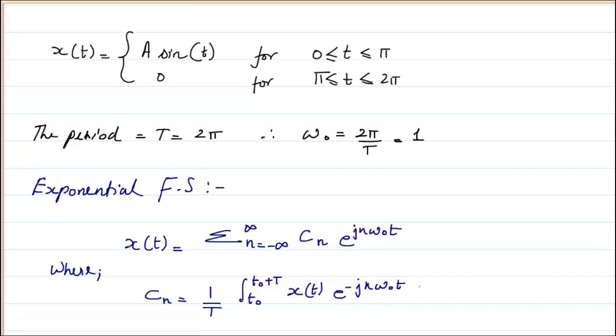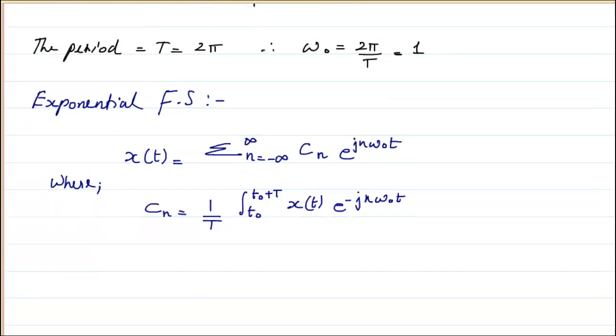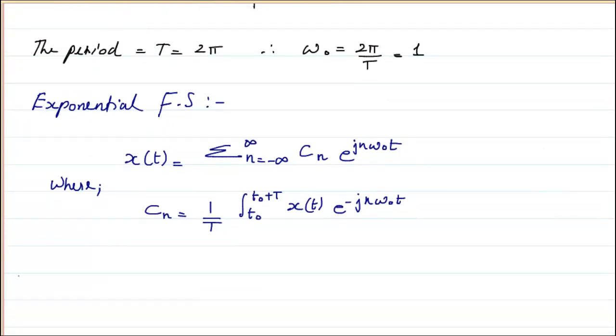Okay, so this is the equation of the exponential Fourier series. Therefore, let me calculate. C of n is equal to 1 by T, where T is 2 pi, so 1 by 2 pi. T naught is where I am going to start, which is 0. I will start from 0 and go up to 2 pi, correct? Because that is the period. From 0 to 2 pi is the period.